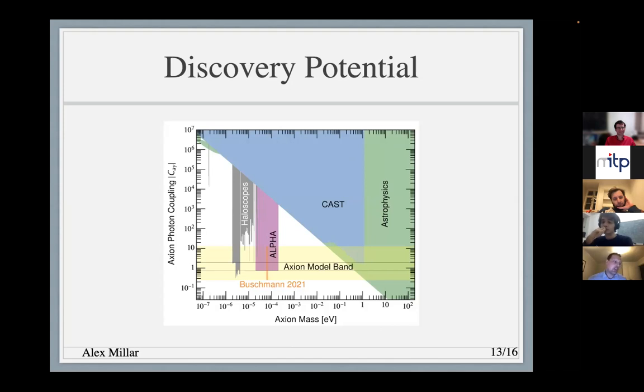Generally speaking, there are a number of factors that go against you as you try and go into higher frequencies. You have higher losses because of the skin effect, the resistivity at high frequencies is worse than at low frequencies. So you're going to generically have smaller quality factors. You're going to have harder detector technology.